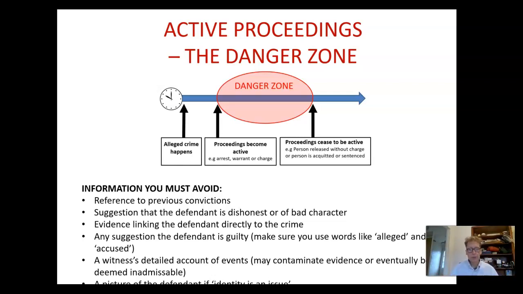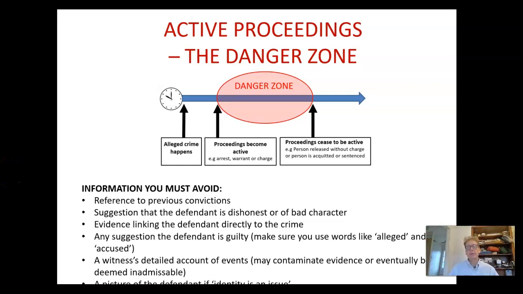Any suggestion at all that the defendant is guilty, so that's why we use words like alleged and accused. We can't say the burglar, Ian Wood, denies it, because that says he's guilty. So we need to say the person accused of the burglary, Ian Wood, denies it. We can't provide any detailed witness accounts which might contaminate evidence, and we shouldn't use a picture of the defendant if identity is an issue.